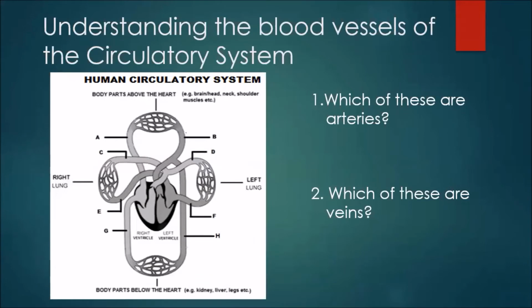So from the circulatory model, we go to another diagram of the human circulatory system. For our next task, identify which blood vessels are veins and which are arteries. You can download the worksheet for this task.